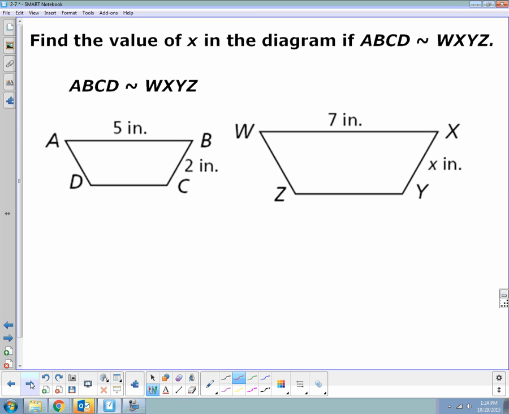Try this one on your own. Find the sides that match, set up a proportion, cross multiply and divide. I'm assuming you tried it. I'm going to put the answer on the board. If you don't have the same answer as me, make sure you look at the linked video. In this case, the value of x is going to equal 2.8. And again, we should be labeling inches. If you didn't get that, watch the linked video.